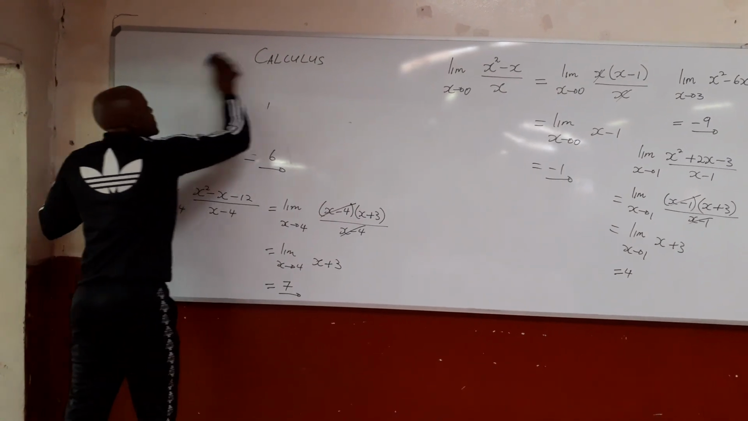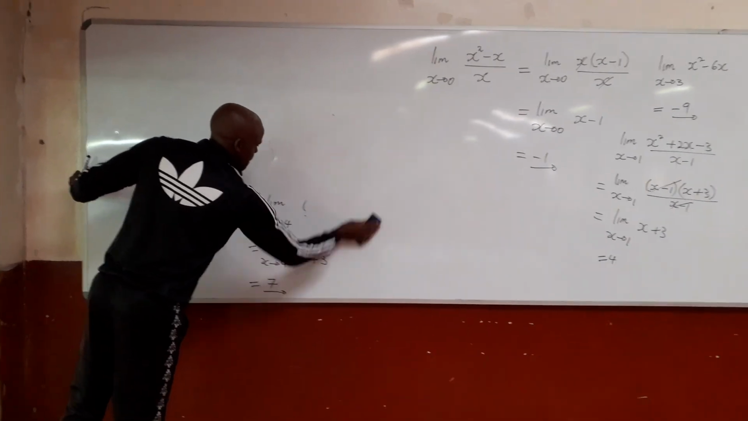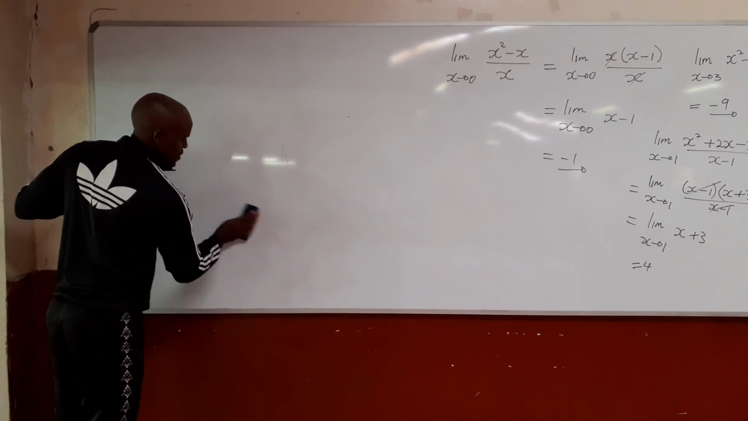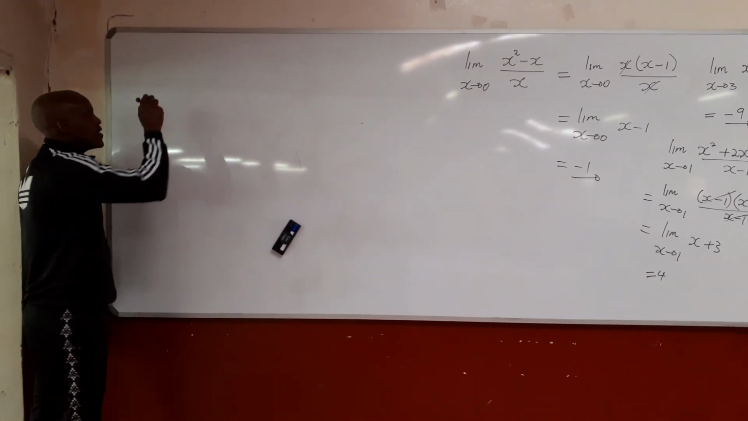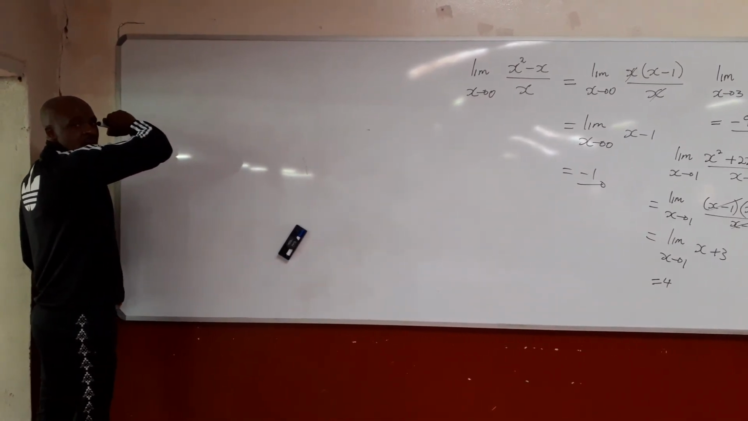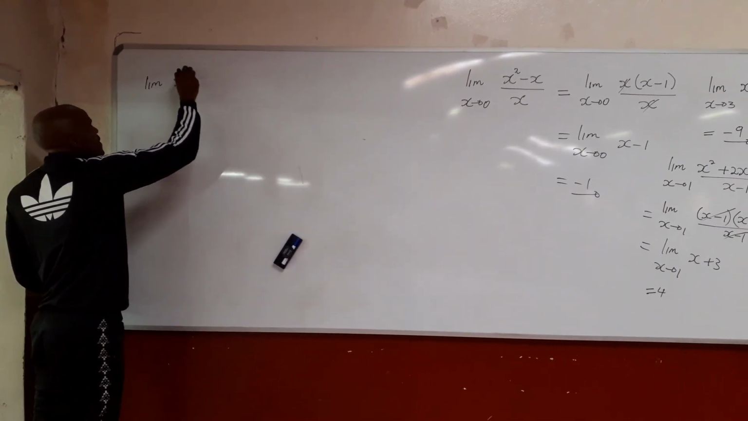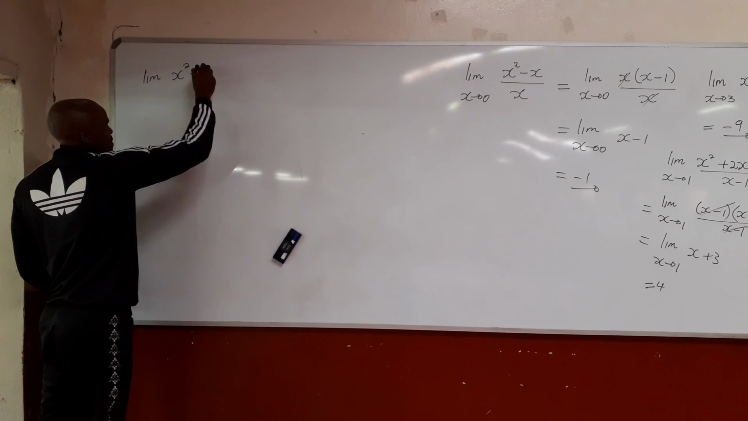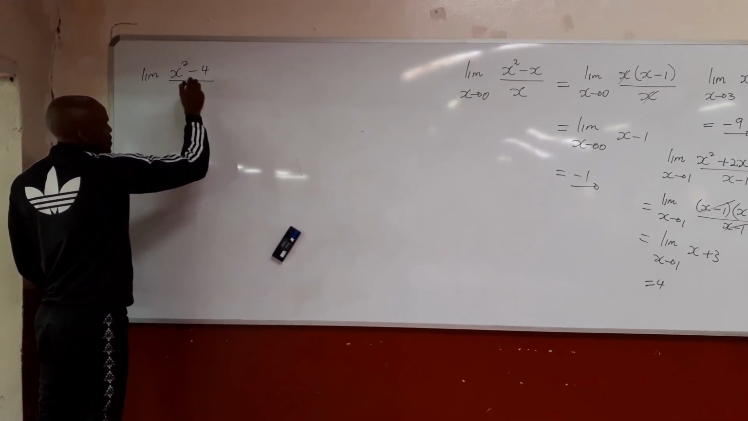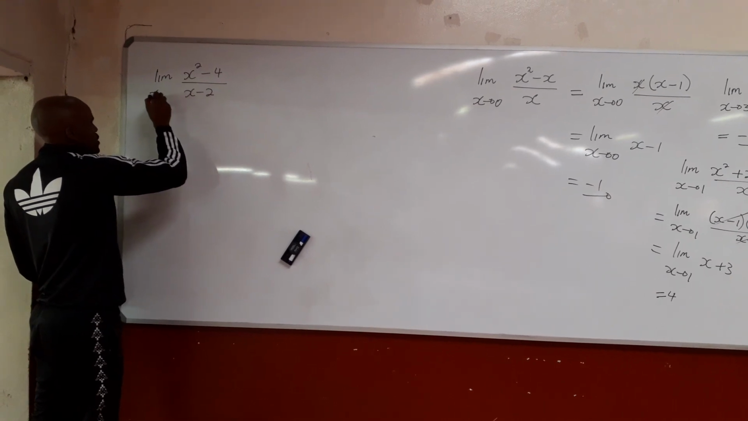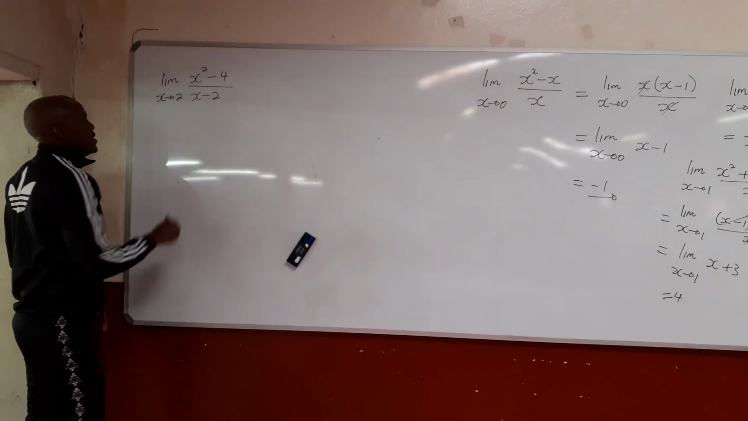Yes. Right, give us the other one. Find the limit of x squared minus 4 all over x minus 2, where x approaches 2.